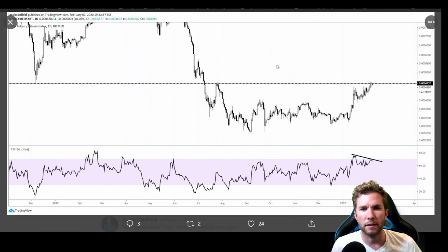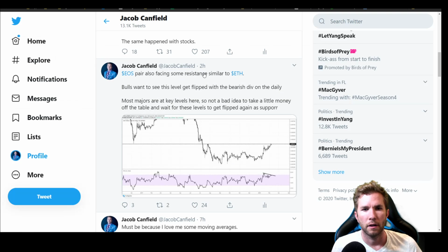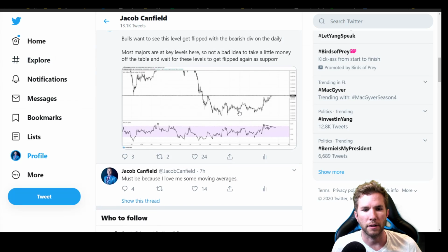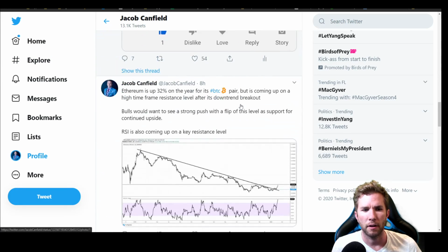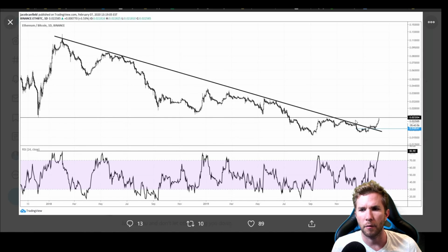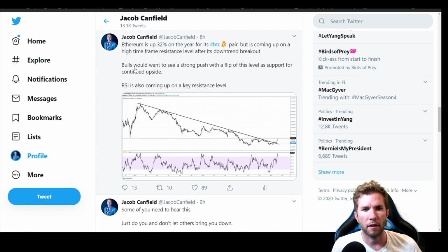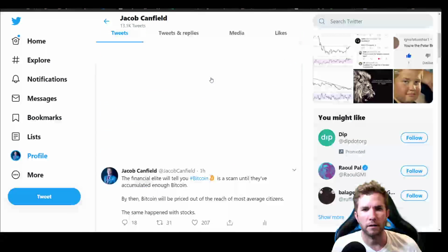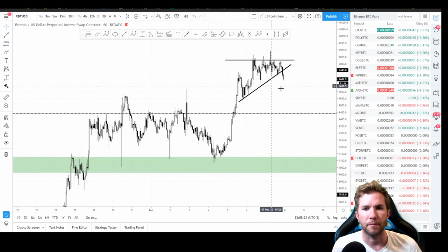EOS is what I posted earlier. EOS looking weak, facing resistance on ETH with the bear div. I wouldn't be surprised to see a drop down. Ethereum is up 32%, but again coming up against high time frame resistance. I say the same thing: bulls want to see a strong push. Not a bad place to take off some profit.